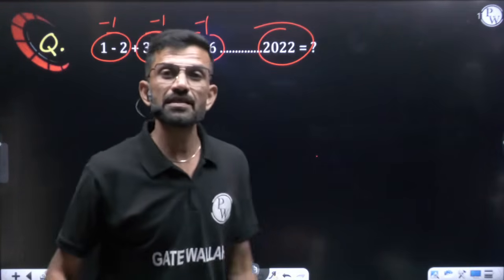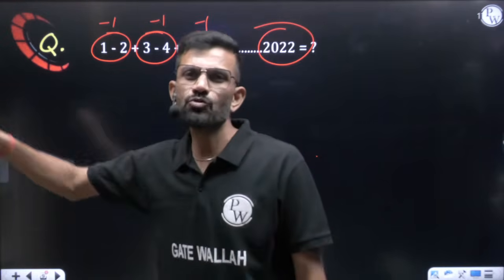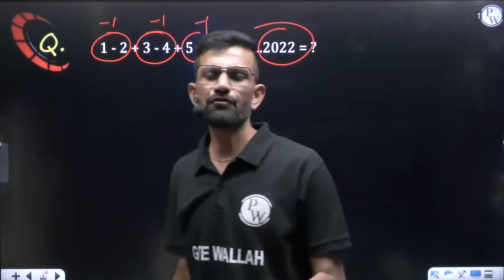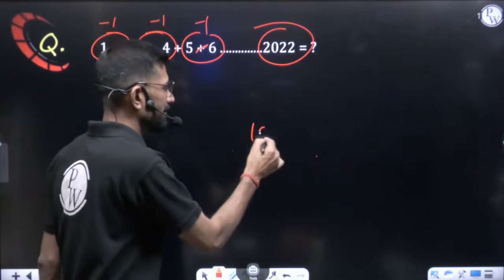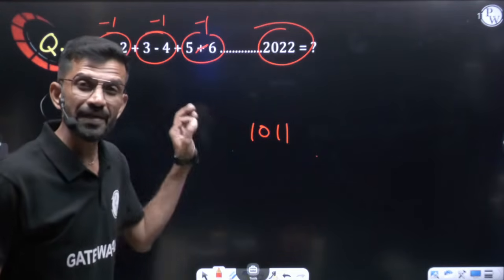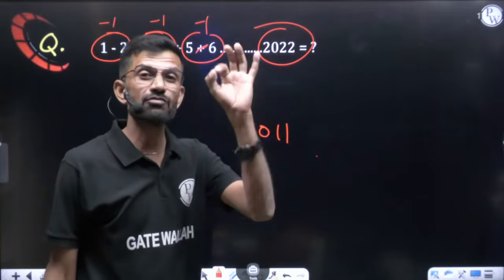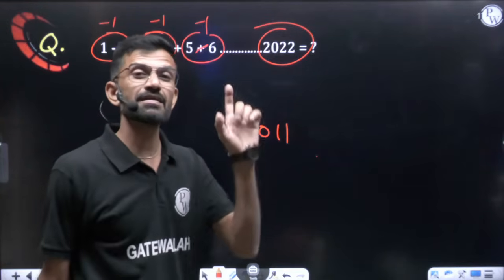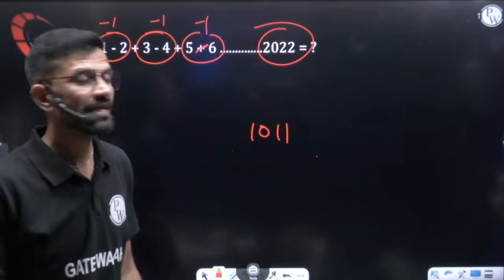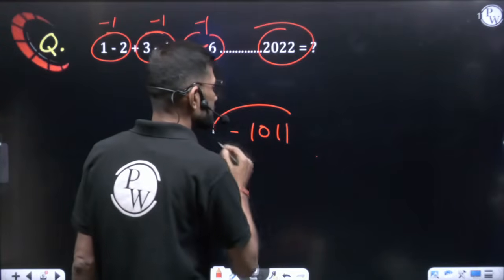Up till 2022, how many such pairs can you make? Obviously, half of 2022. What is half of 2022? 1011. It means we can make 1011 pairs. It means 1011 times we'll be getting minus 1, minus 1, minus 1, minus 1, up till 1011 times. So our answer will become minus 1011.